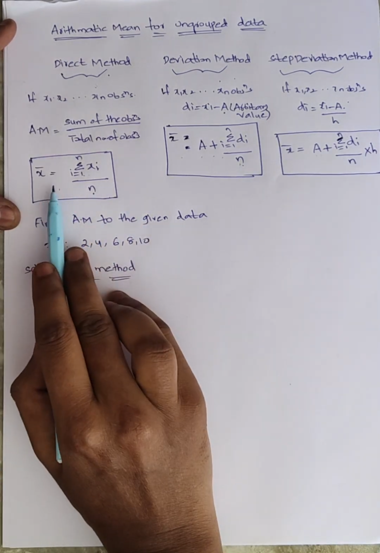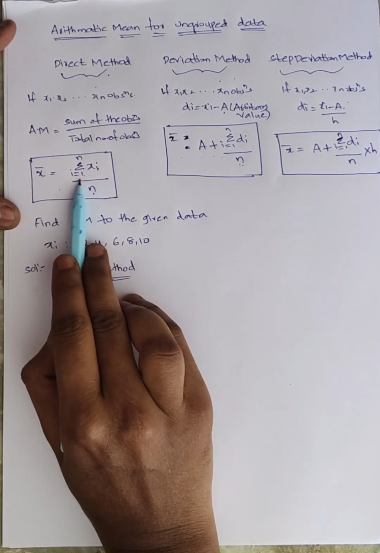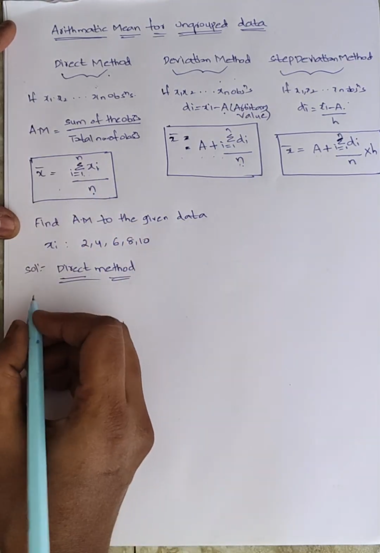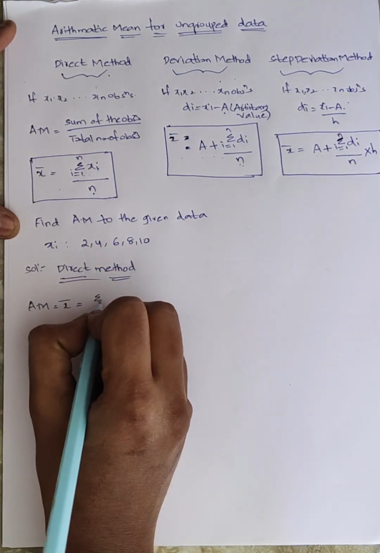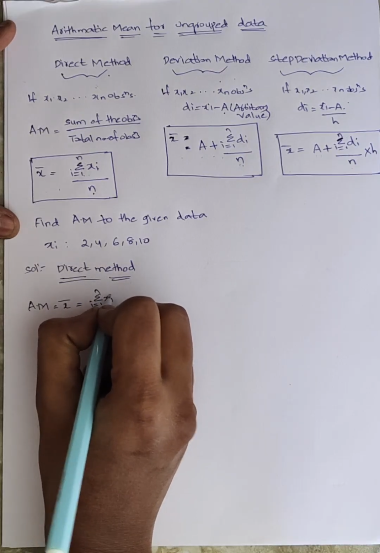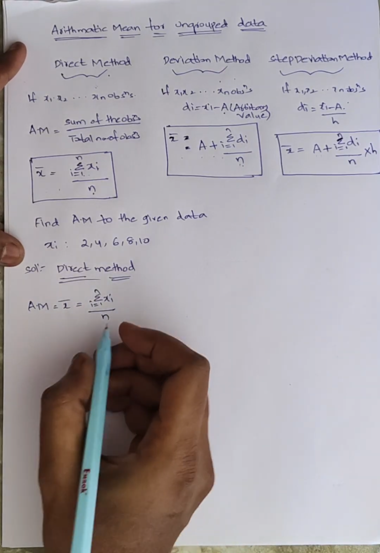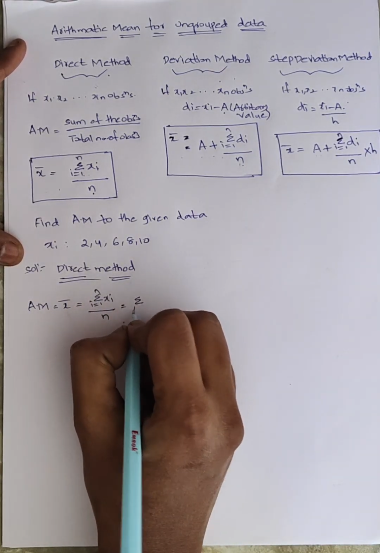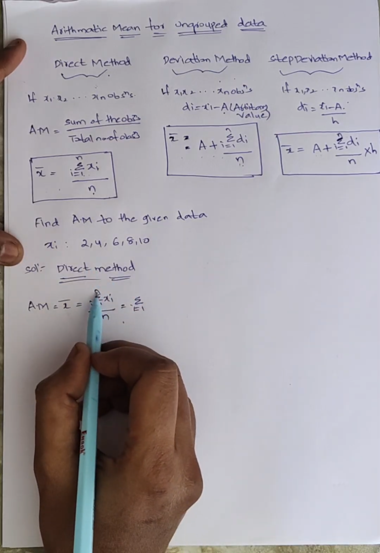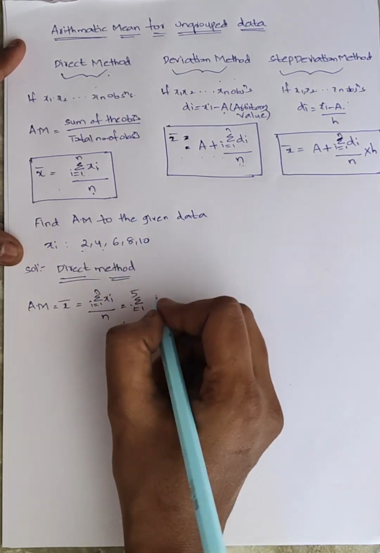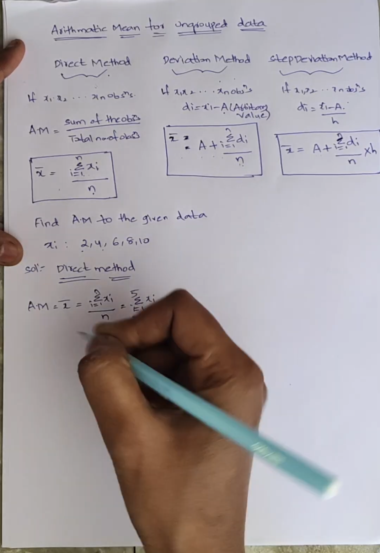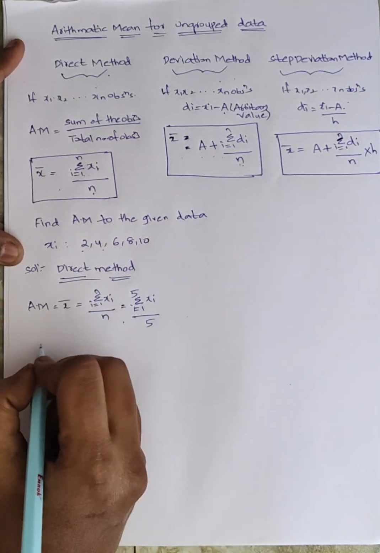What is the formula for direct method? x bar is equal to summation xi by n. Arithmetic mean x bar equal to summation i is equal to 1 to n xi divided by n. Here how many observations are there? i is equal to 1 to n is nothing but number of observations: 1, 2, 3, 4, 5. 5 observations are there. So xi by 5.